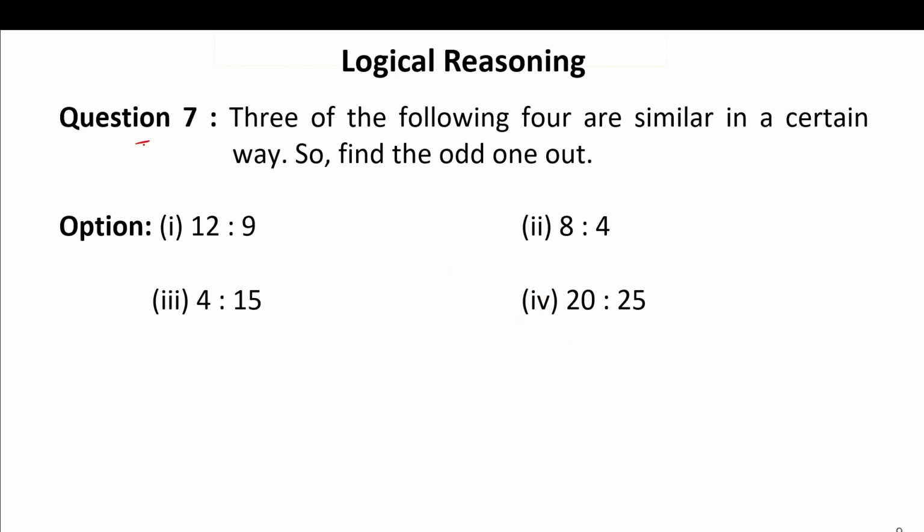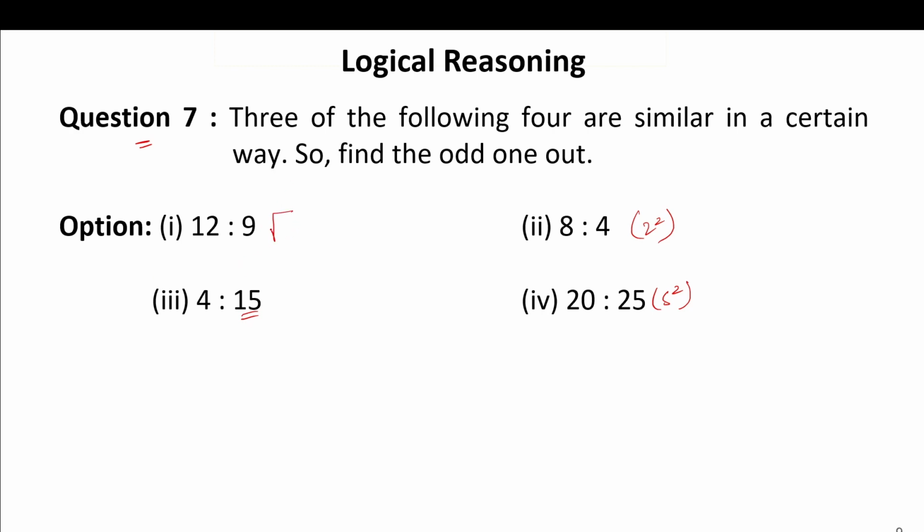Now let us look at question number 7. So again, two numbers in 4 options. If I look at 12 and 9, I can see this is a perfect cube. This is a perfect square. This is 3 square, this is 2 square, this is 5 square. But this number is not a square. Based on this, I can say this is different. But now let us see.